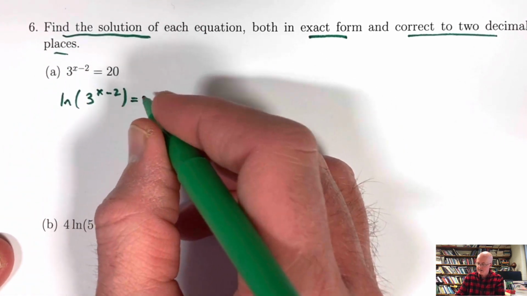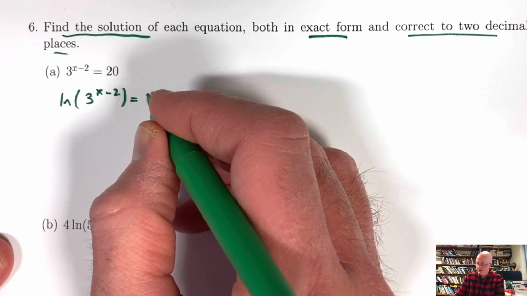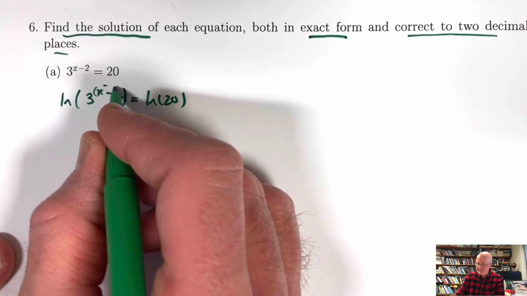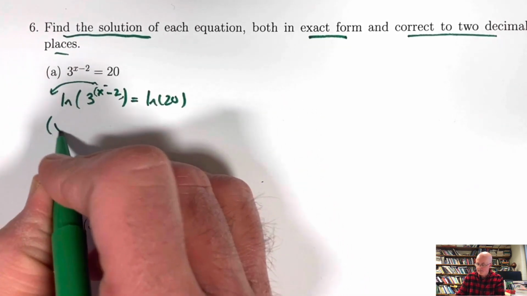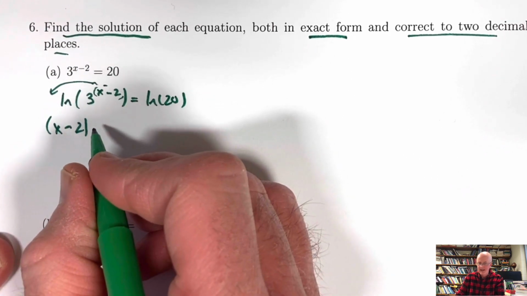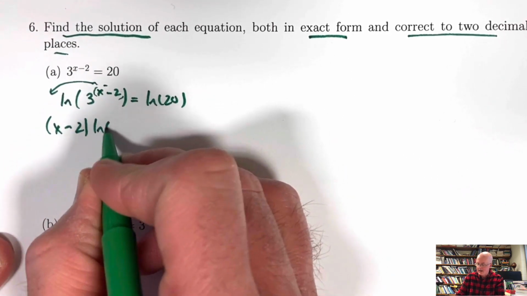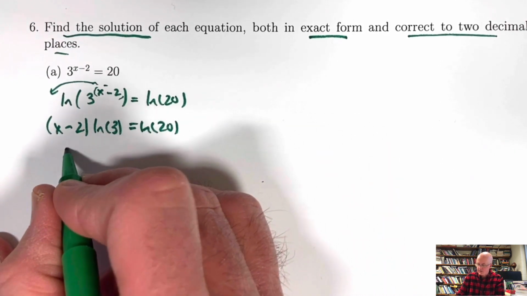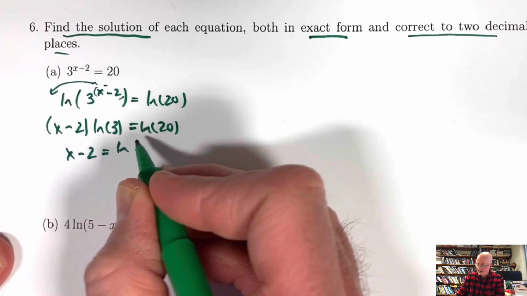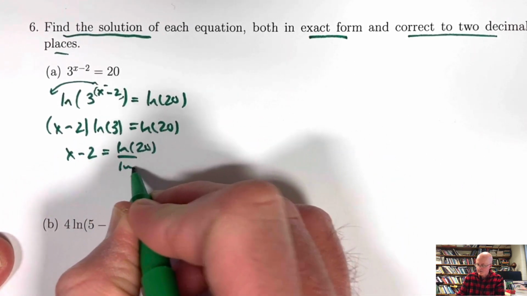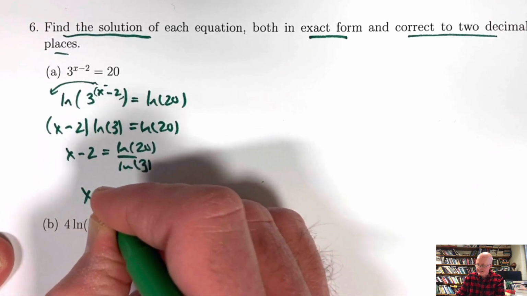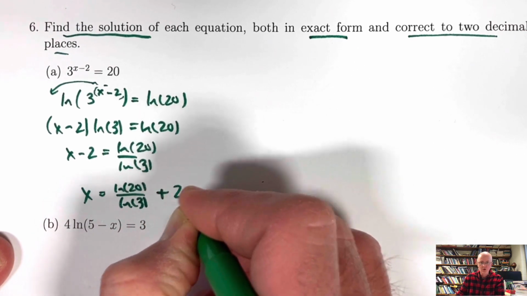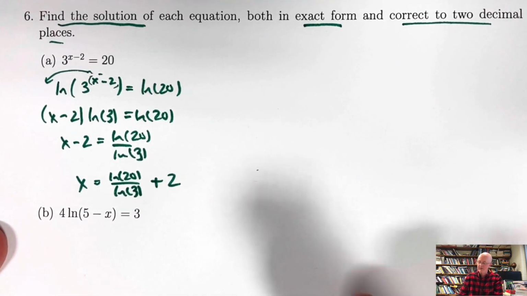Take the log of both sides, so we get ln of 3 to the x minus 2 equals ln of 20. Use a property of logarithms. Bring this power down in front. Be sure to use parentheses here so you don't make a mistake. It's the entire thing, x minus 2 times ln of 3 equaling ln of 20. Divide both sides by ln of 3. We're trying to isolate x, so we get x minus 2 equals ln of 20 divided by ln of 3. Therefore, x is ln of 20 divided by ln of 3 plus 2. That's a fine way to write the exact form of the answer.